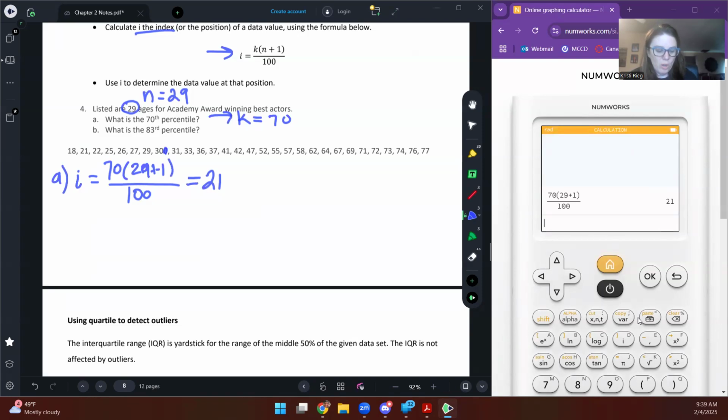So we want to imagine all of these people, the 18-year-old, the 21-year-old, the 22-year-old, and so forth, all lined up in a line in age order. We want to find out who's number 21 in that line. And so we just count. 1, 2, 3, 4, 5, 6, 7, 8, 9, 10, 11, 12, 13, 14, 15, 16, 17, 18, 19, 20. So here is where I equals 21.